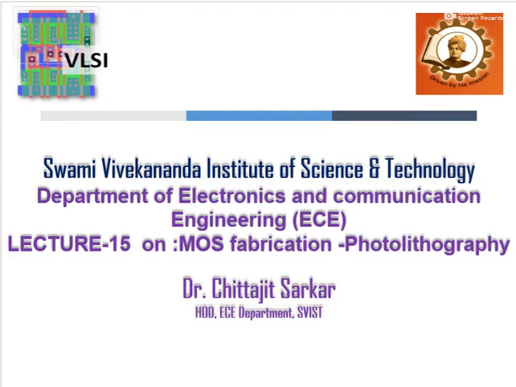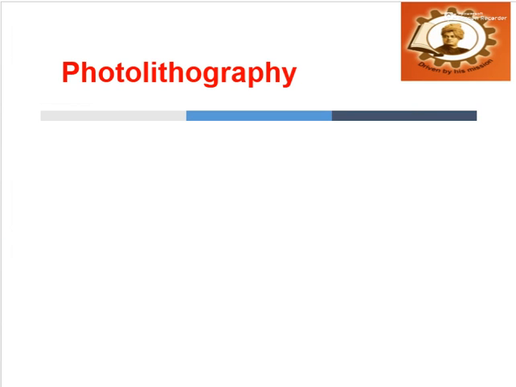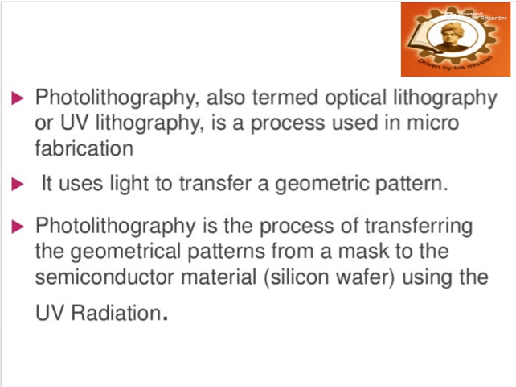Next, our topic is photolithography. Photolithography plays an important role in our CMOS fabrication process for transferring some pattern to our semiconductor wafer. Here, photolithography, also termed optical lithography or UV lithography, is used for our microfabrication. It uses light to transfer some geometric pattern.